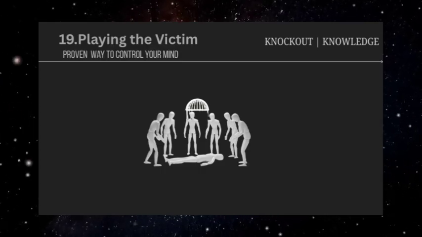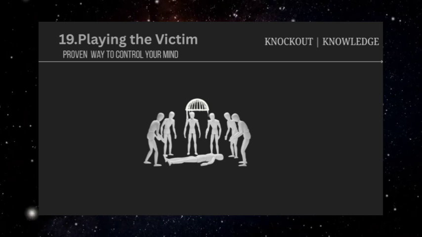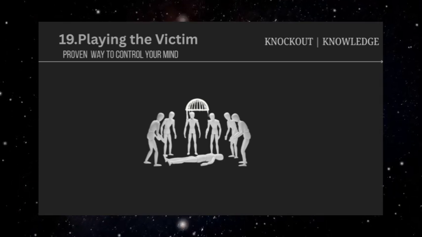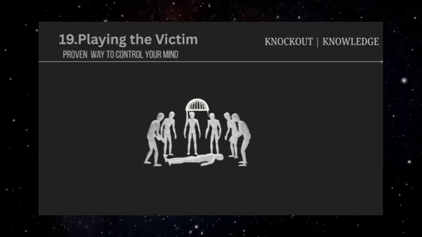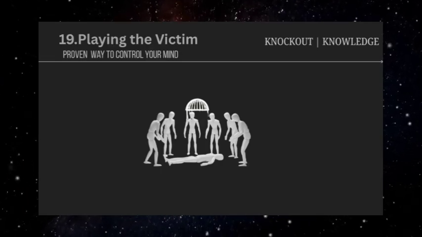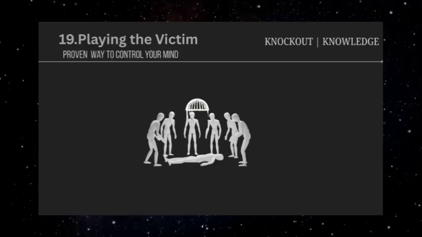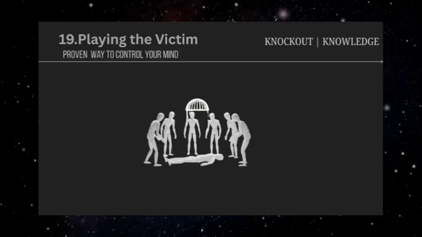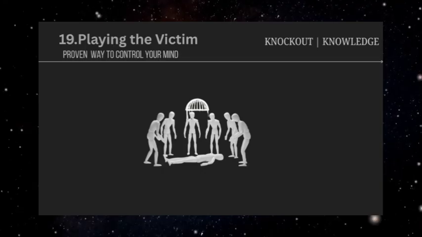In romantic relationships, victim playing often emerges when someone is confronted about harmful behavior. Instead of acknowledging the harm they've caused, they immediately begin talking about how hurt they are, how misunderstood they feel, or how unfairly they're being treated. "I can't believe you would say that to me," or "I thought you cared about me more than this."